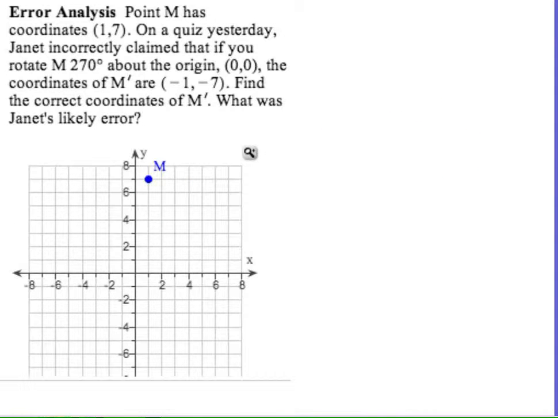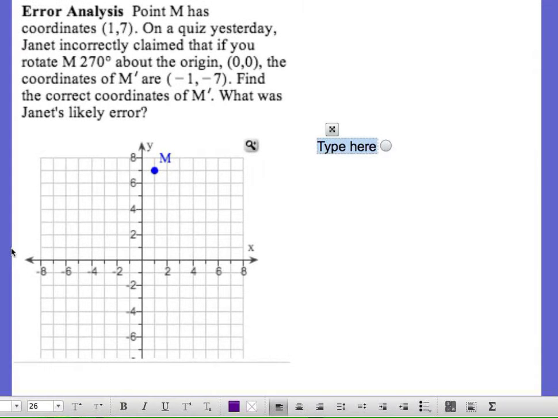Point M has coordinates 1, 7. On a quiz yesterday, Janet incorrectly claimed that if you rotate M 270 degrees about the origin 0, 0, the coordinates of M prime are negative 1, negative 7. Find the coordinates of M prime. What was Janet's likely error? Remember, 270 degrees is almost a complete circle. Not quite. So some things are going to move around.